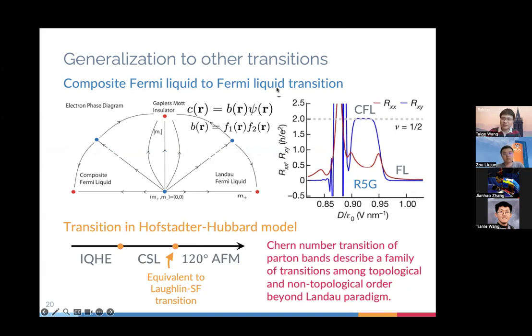But you can map that to the CFL to FL transition, which was claimed to have been seen in rhombohedral graphene, and also to this CSL to AFM transition, which is claimed to be seen in numerics. So even though it's a boson problem, by parton and other means, you can transform it into a fermionic problem that can be realized in materials.